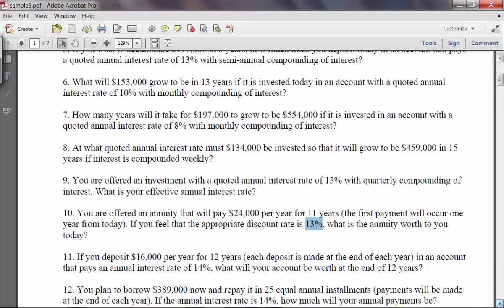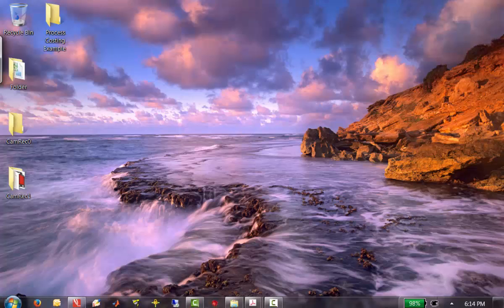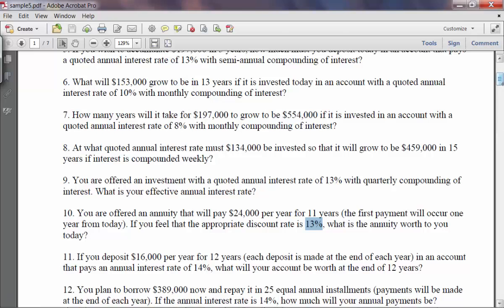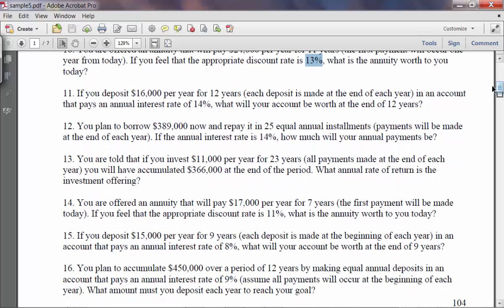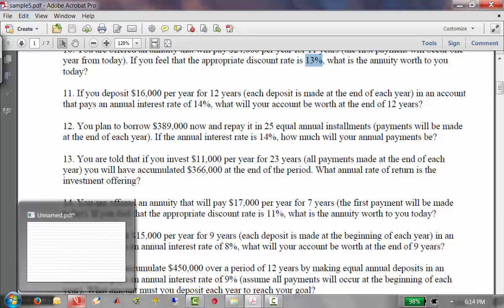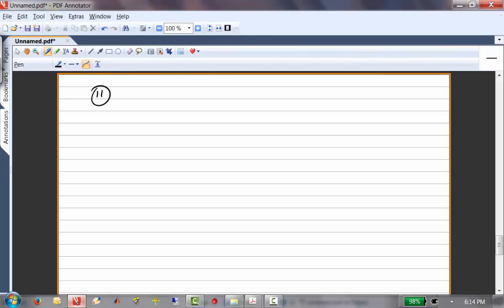If you deposit $16,000 per year for 12 years, you make each deposit at the end of each year into an account that pays annual interest of 14%. What will your account be worth at the end of 12 years? That's just the future value. They're asking for the future value of an ordinary annuity.